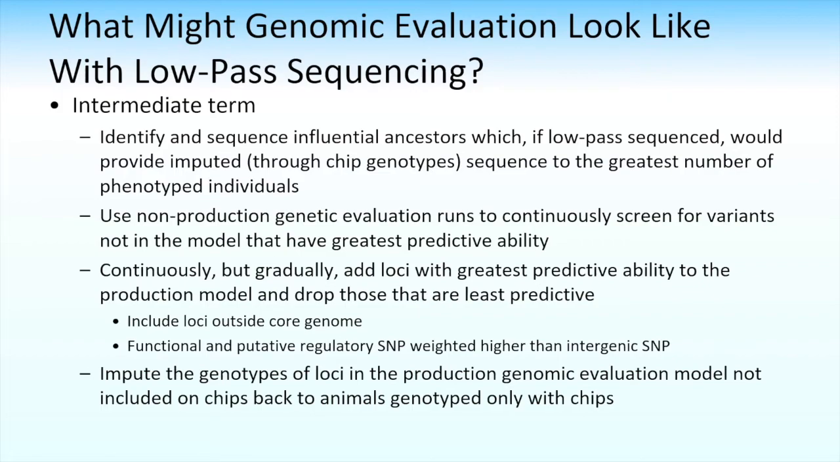Simultaneously with that, we would impute the genotypes of loci that are in the production genomic evaluation model but not included on chips back to those animals that are genotyped only with chips so that they could also be evaluated to some extent based on those additional loci.